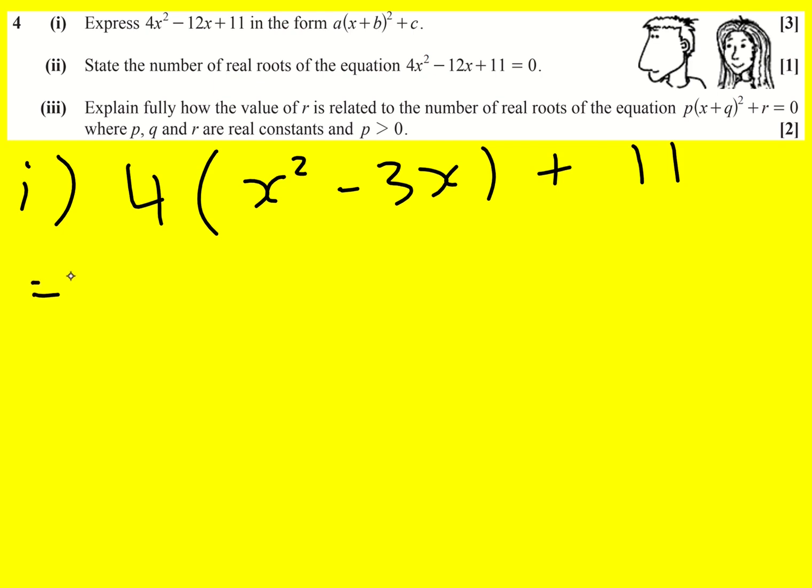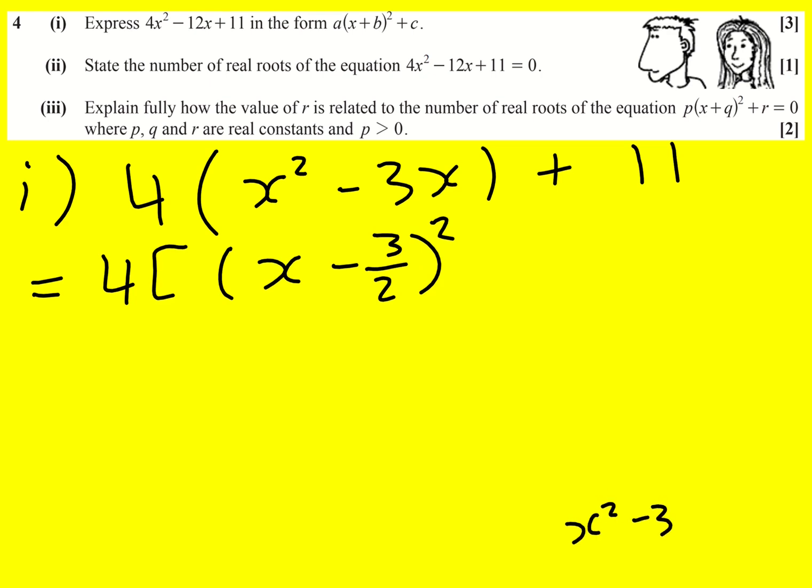And then complete the square on this bit inside the brackets. So we're going to take the x, we are going to have this number here and square it. So at the moment this would give us x squared minus 3x plus 9 over 4. So I need to minus 9 over 4, so I haven't changed anything. Close the square bracket, plus 11, and I'm nearly done.